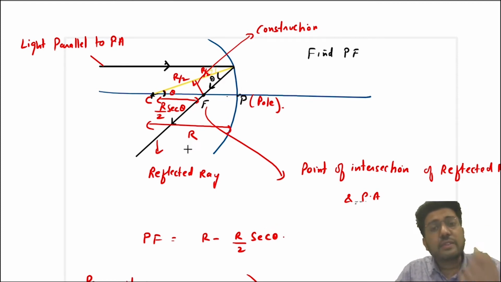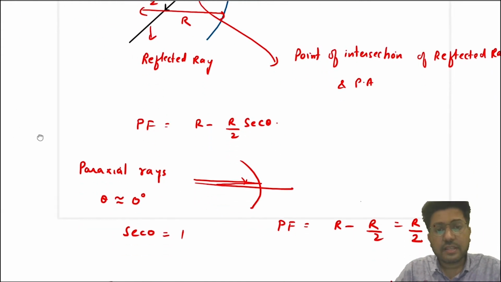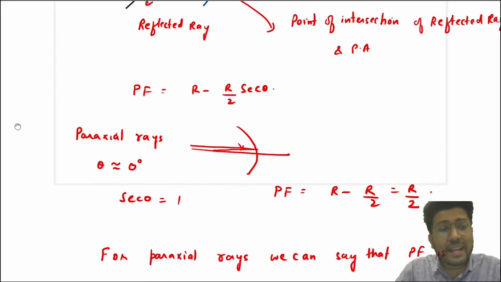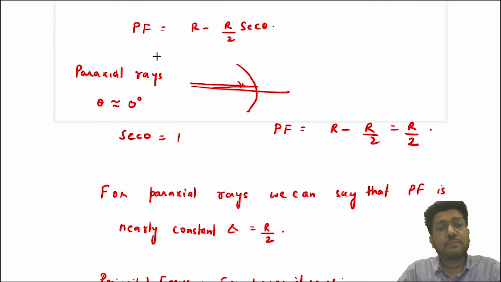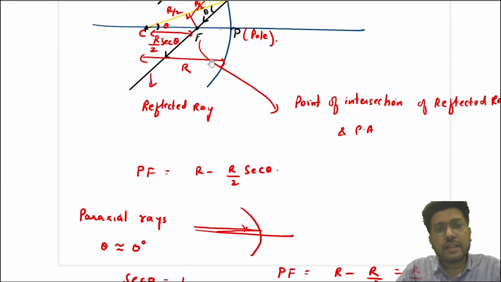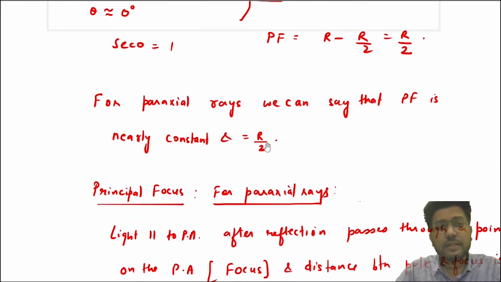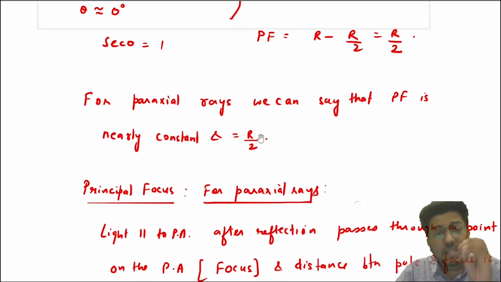But what if the rays are paraxial? If the rays are paraxial, in that case theta is nearly equal to 0 degree. If theta is nearly equal to 0 degree, then sec 0 is 1, and R minus R by 2 becomes R by 2. That is, for paraxial rays, we can say that PF is nearly constant, and that is equal to R by 2. And this point F is nothing but the principal focus.